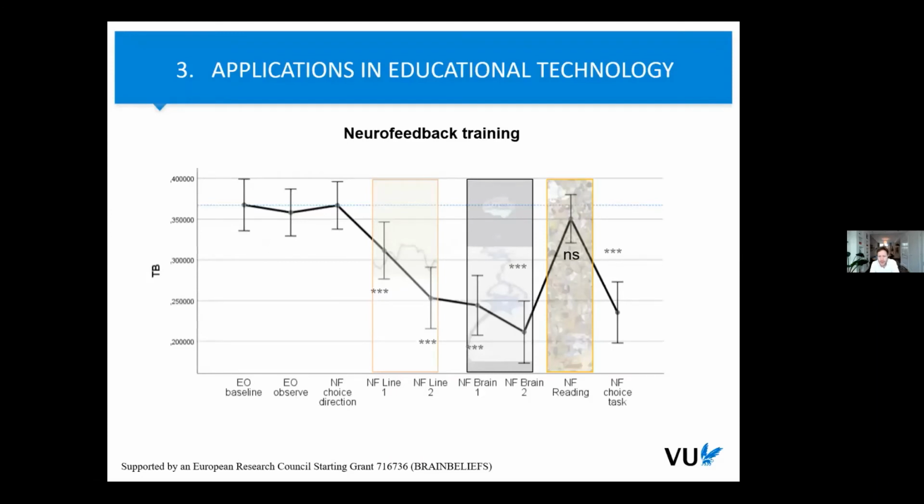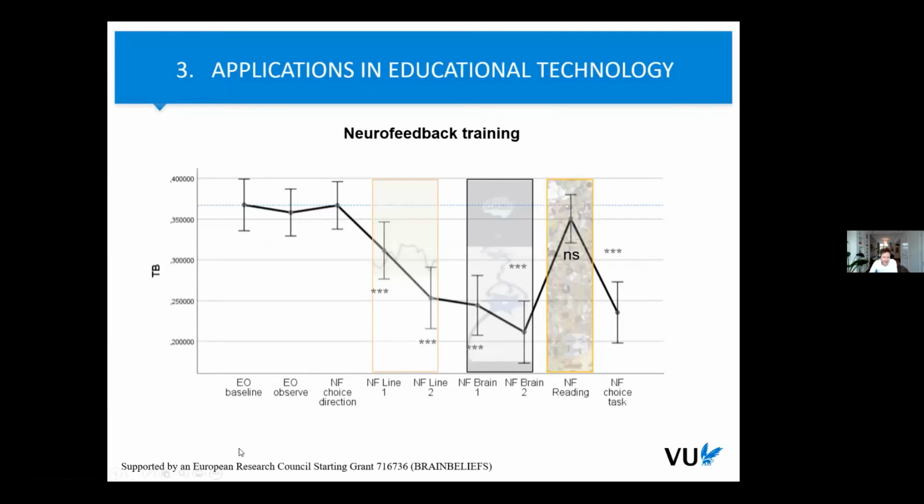So just a few preliminary results of what we did. In this graph on the y-axis, you see the attention level as measured with the theta-beta ratio, which is based on frequency content in the EEG. So if it's higher, it's actually lower attention. When it's lower, it's higher attention. I know that's difficult, but if it's lower, it's better.